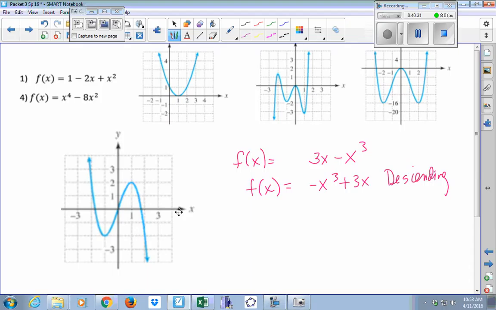Okay, and now you can look at your degree. Your degree is 3, which means you could have up to 2 relative extrema, one in this case, which is a relative max, which is right here, and the other one is a relative minimum.